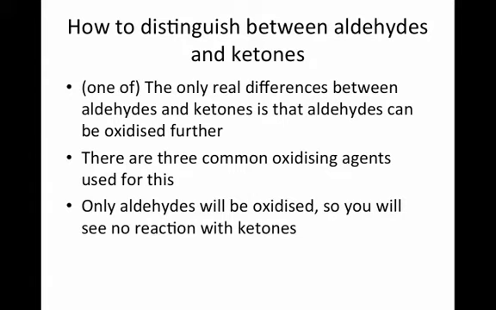So, the only real difference between aldehydes and ketones is that aldehydes are able to be oxidized and ketones cannot be oxidized. There's three common oxidizing agents we'll use for this, and we're going to be going through each of those in turn. If you have a reaction, you have an aldehyde. If you have no reaction, you've clearly got a ketone. The good thing about the oxidizing agents we're going to be covering is that they have a different color between the oxidized and reduced forms.